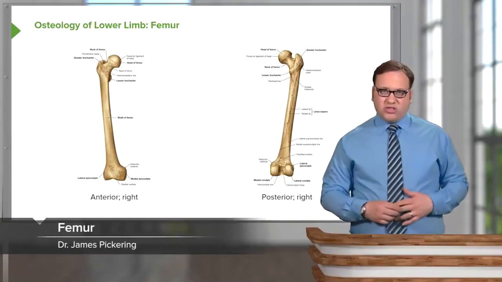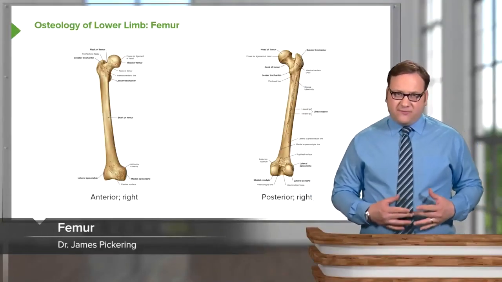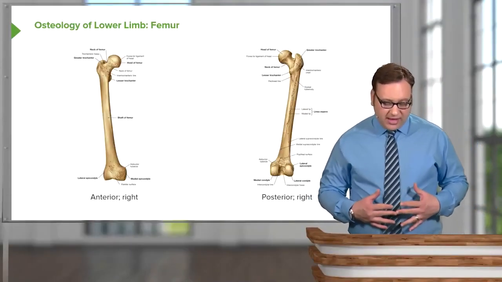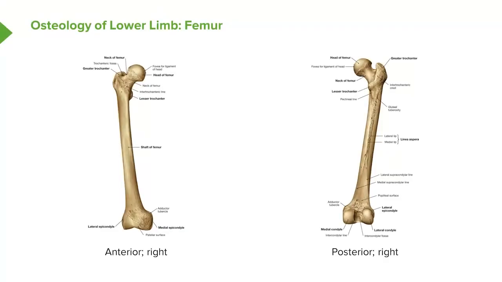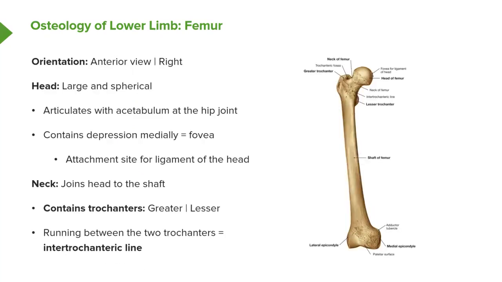So now let's move on to the femur. The femur, which is the thigh bone within the thigh. We can see here we have an anterior right femur and we have a posterior right femur. So here we have the anterior view of the right femur. We've got the head of the femur here. It's large, it's spherical, and it articulates with the acetabulum at the hip joint.